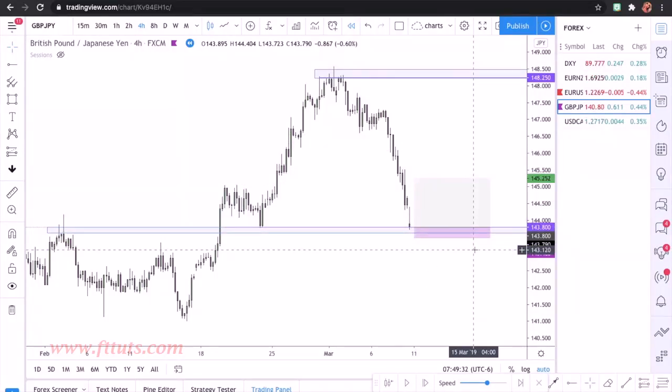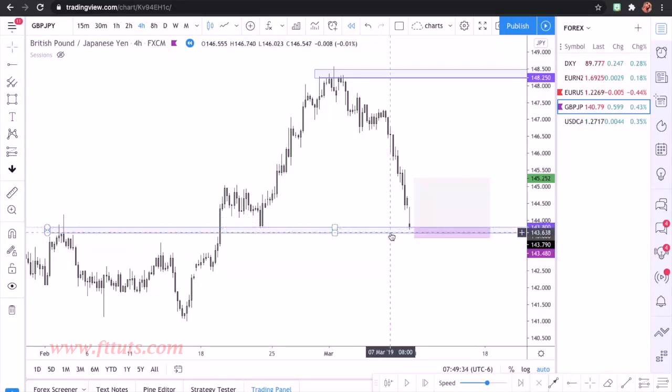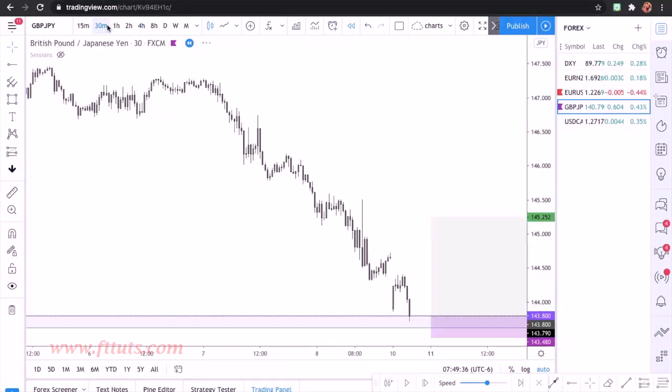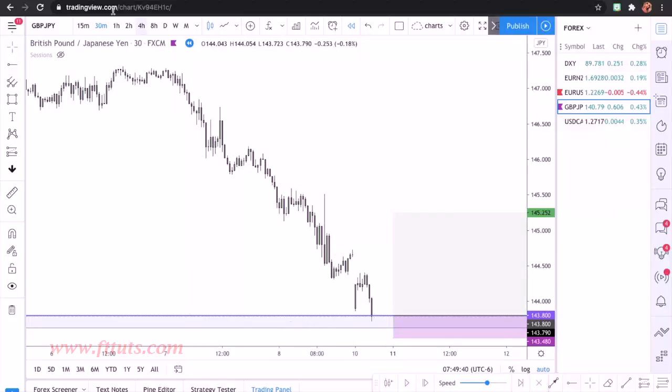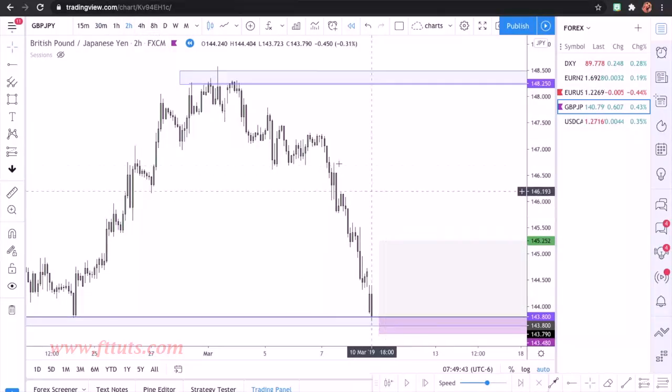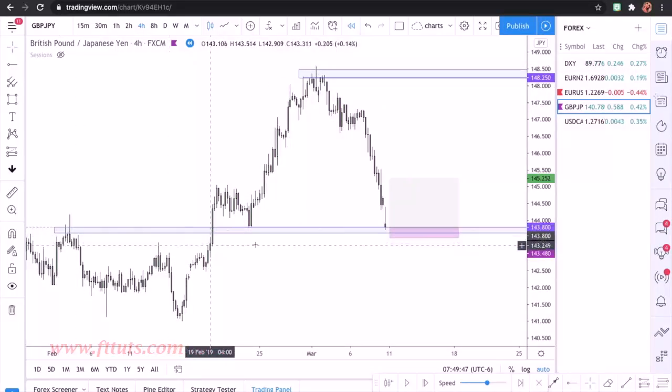So let's say we enter at 143.8. Like I said, on the 30-minute time frame, as long as we get a rejection, I think it will reverse. Since we had that big push to the downside, it needs to correct. It's at this retest zone. It should honestly go up.